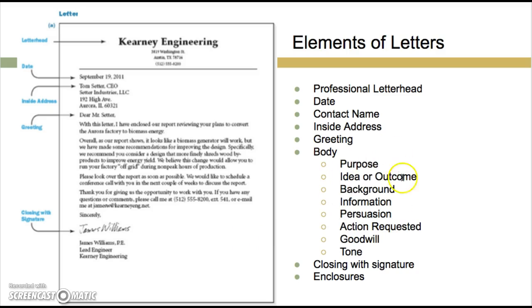Notice too that inside the body there are a number of moves that need to happen or elements that need to be included in the body of that letter. So the purpose, the idea, any background information, any other additional information that is necessary. Any kind of persuasive elements if you're trying to get the reader to do something, making sure that you tell them what you want them to do, so action requested, building goodwill throughout, using the appropriate tone, and so forth. If there are any other attachments or closures with the letter, that would go underneath here, the signature line.